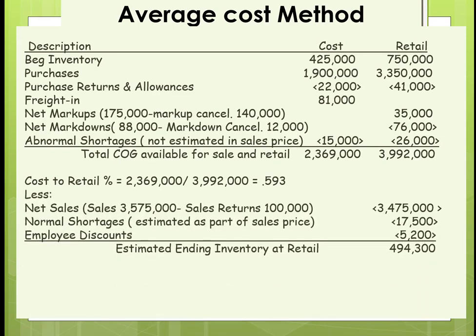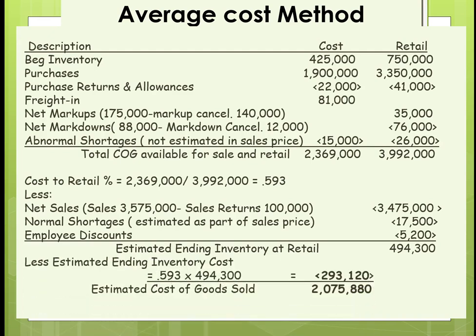Now, from sales, we're going to take away net sales, normal shortages, and employee discounts, which gives us our estimated ending inventory at retail. We're going to take that times our percentage, which gives you an estimate of ending inventory, subtracted from our total cost of goods available for sale, gives us estimated cost of goods sold.